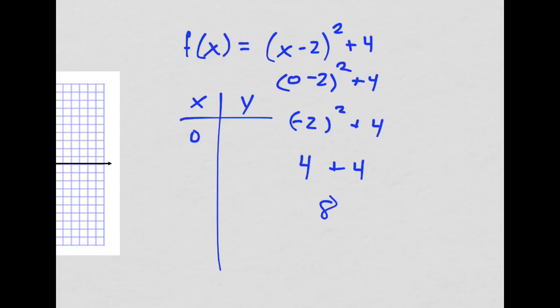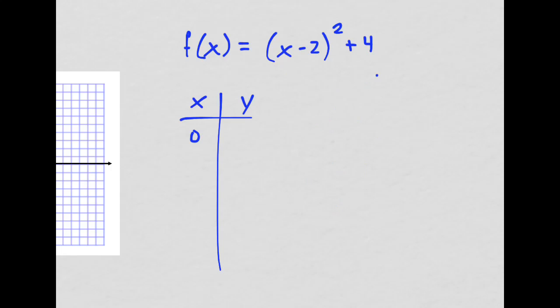So I get 8. So here, I would put an 8. If I plugged in 1 minus 2, it's negative 1. When I square negative 1, it becomes positive 1. And then plus 4, that's 5. Hopefully you understand what's going on. If I plug in 2 there, it becomes 0. 0 squared, plus 4, that's 4. Plug in 3. 3 minus 2 is 1. So 1 squared plus 4, that's 5. Hey, that's the same as that.